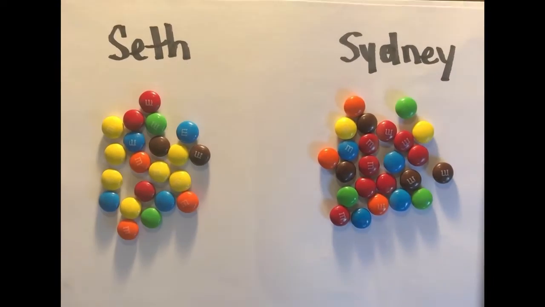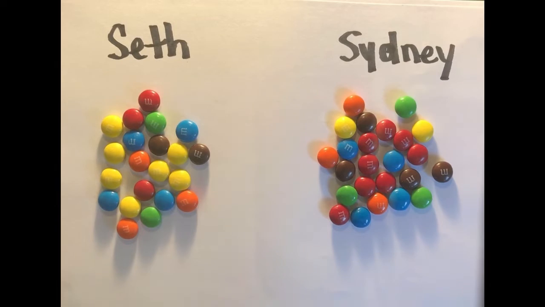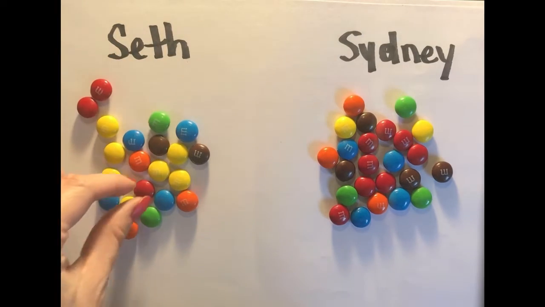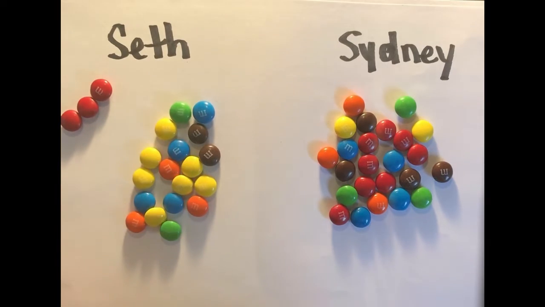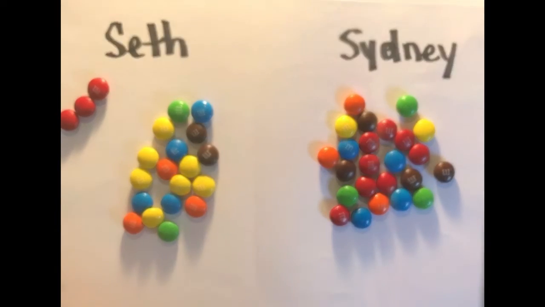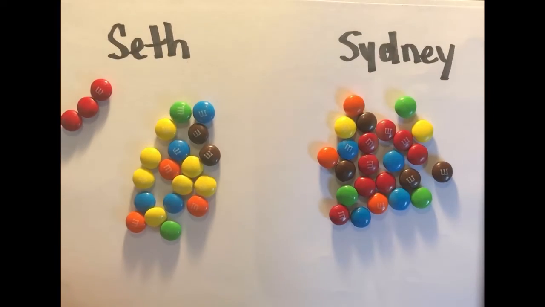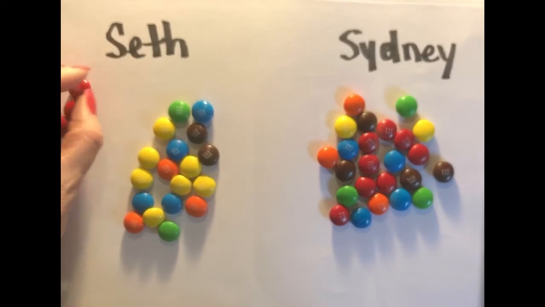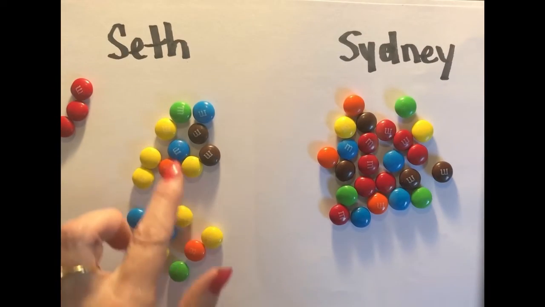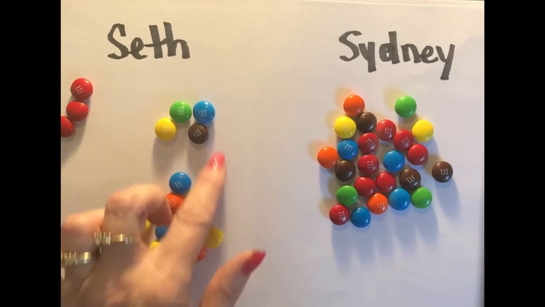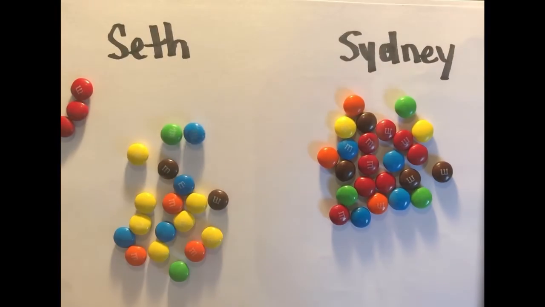So Seth said that he had 1/3 red because he has 3 red M&Ms. So if we look at these 3 red M&Ms, does that represent 1/3 of all of those candies? So we should be able to put them into 3 equal groups. One of those equal groups should be all red. So if I put 3 here, and now I have 1, 2, 3, 4, 5, 6, 7, 8, 9, 10, 11, 12, 13, 14, 15, 16, 17, 18 more.